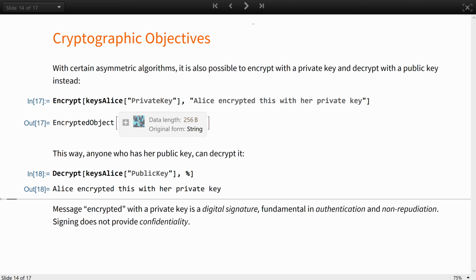But it shows that Alice, as the only owner of the private key, is the only person who could have created the signature. The purpose of a digital signature is to provide a means for an entity to bind its identity to a piece of information. Digital signatures will be discussed in detail in the next lesson.